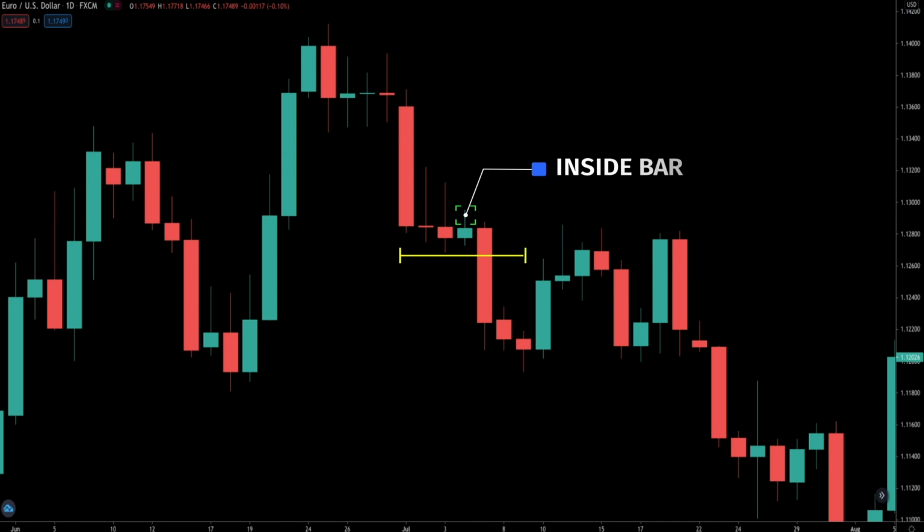Your entry is above or below the inside bar candle, depending on whether you are long or short. If you intend to go long, then look to buy when price exceeds the inside bar high. Alternatively, if you are looking to sell, then look to sell when price exceeds the inside bar's low.